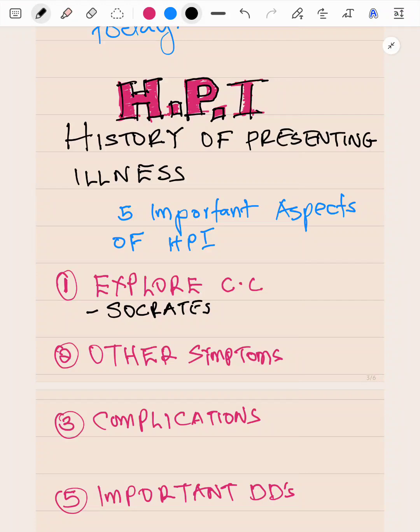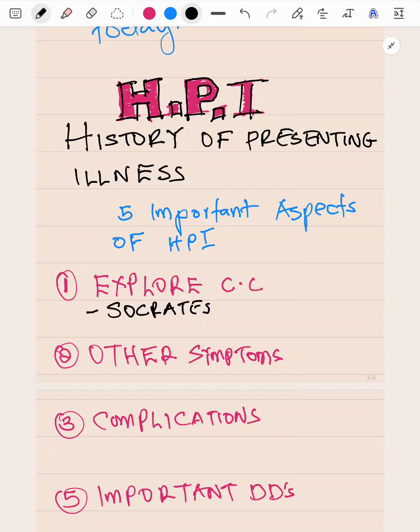Now, what is the importance of the HPI? The HPI is very, very important in every station that is history related. Why? Because if you do not find your diagnosis in the history of presenting illness, there is very little possibility that you are going to pass that station. You are going to panic, ask unnecessary questions, waste time, and eventually fail the station. Also, if you ask the right questions in the HPI, you will find the diagnosis faster, save time, and end up finishing the station in time.